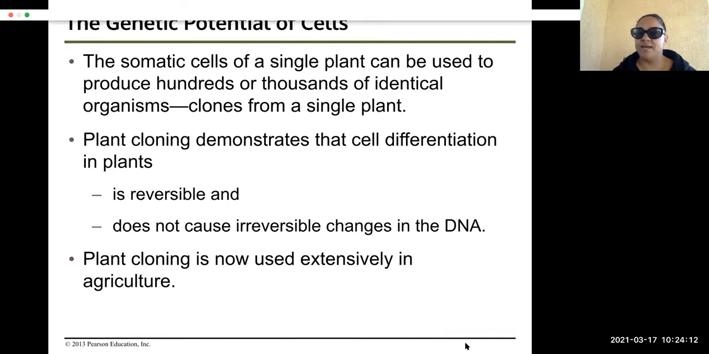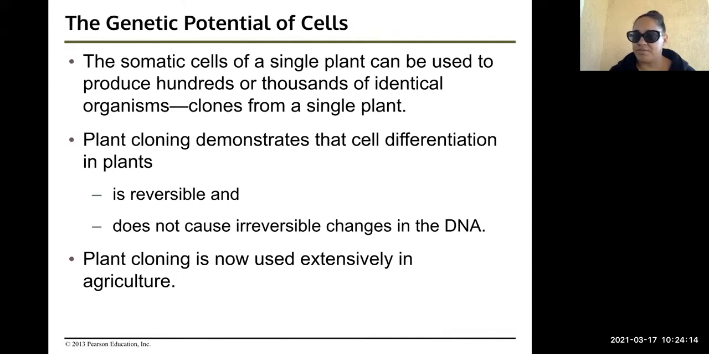Stem cells have a ton of genetic potential. Scientists use them all the time. So the somatic cells of a single plant can be used to produce hundreds or thousands of identical organisms, which are clones from that original plant. Plant cloning demonstrates that cell differentiation in plants is reversible and does not cause irreversible changes in the DNA. Plant cloning is used extensively in agriculture. So our first attempt at cloning was with plants.